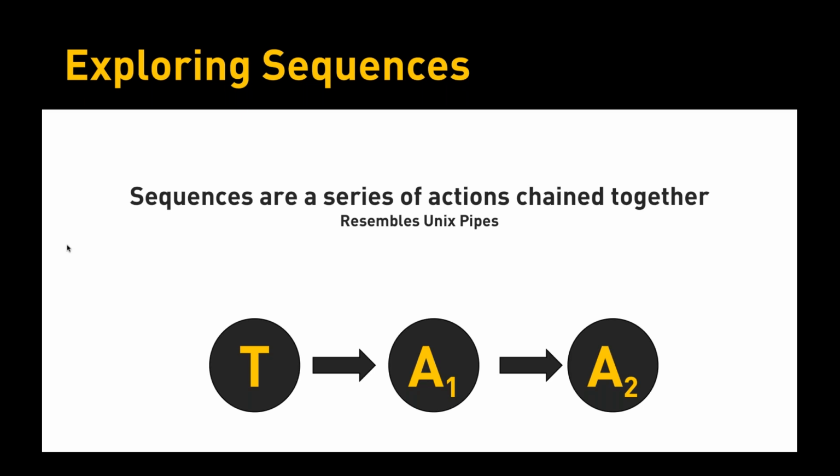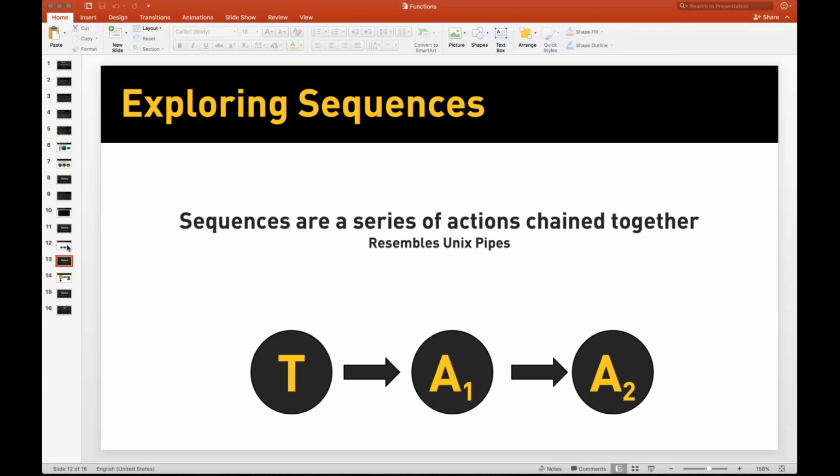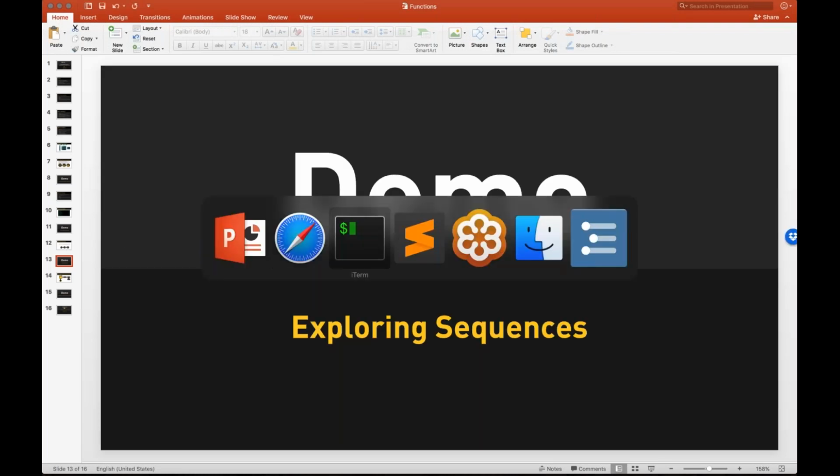For example, A1 is an action that is going to throw an output. That output is fed as an input to A2, and the final output will be what A2 will return. So you can create a pipeline of actions by executing them in a sequence, and obviously this way of chaining multiple actions is called a sequence. So let's explore how to create sequences in OpenWhisk and Cloud Functions.